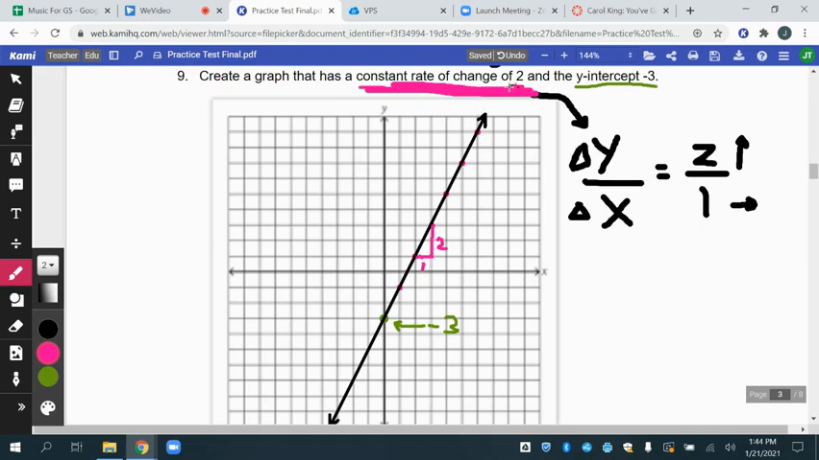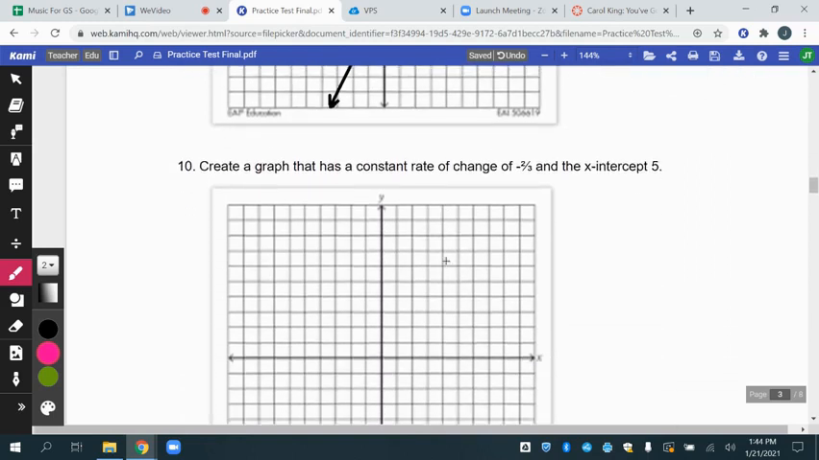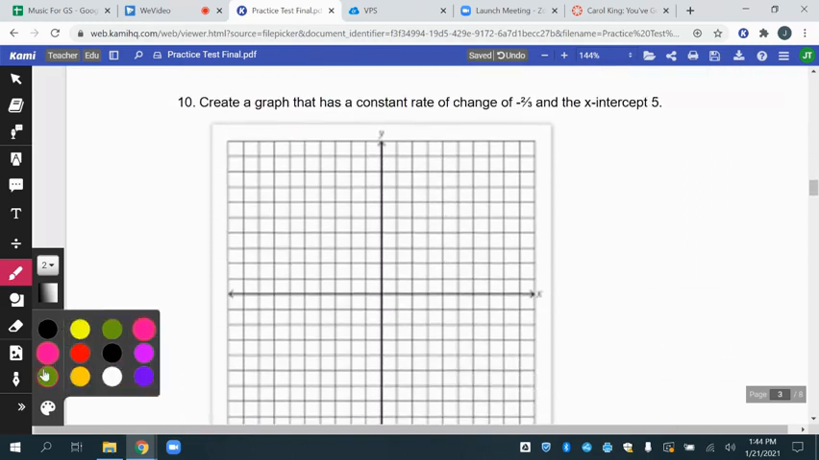And there you go. That's how we graph this one. Notice pink is the rate of change, green is this. You don't have to do that, but I hope that it makes it clear what I'm talking about with each one. So here we're going to do the same thing.